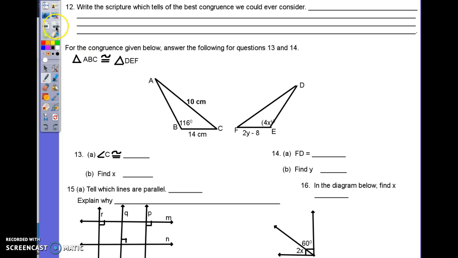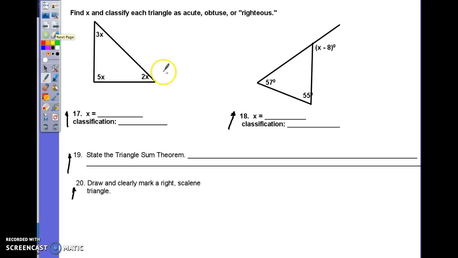These I think I handled well in class. Let me just touch on one and a couple of these. Back here, this would pertain to blocks 1, 2, and 4. 6 and 7, we're not there yet. But blocks 1, 2, and 4. Find x and classify each triangle as acute, obtuse, or right. Here we should be thinking about the triangle sum theorem.